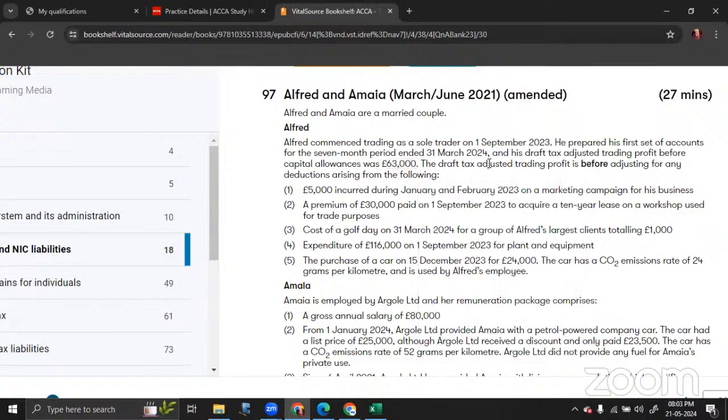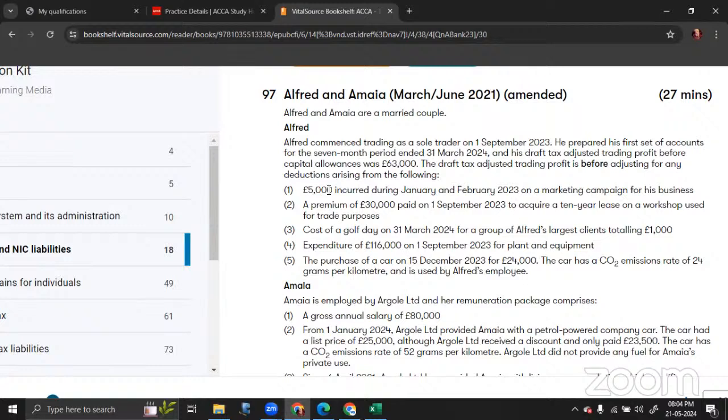And the draft tax adjusted profit is before adjusting the following items as well. So the following items are not yet included in that 63,000. You need to check whether you need to add this to the 63,000, deduct it from the 63,000, or whether it is non-deductible and indicate zero.